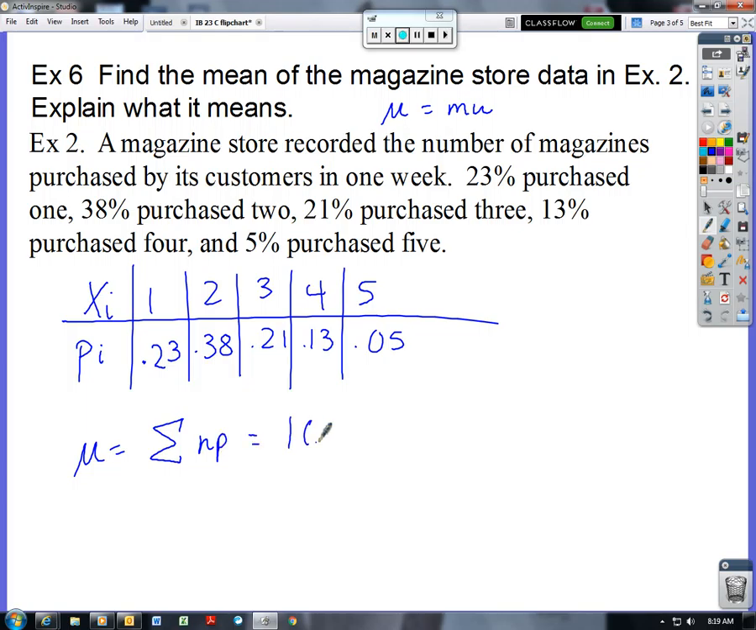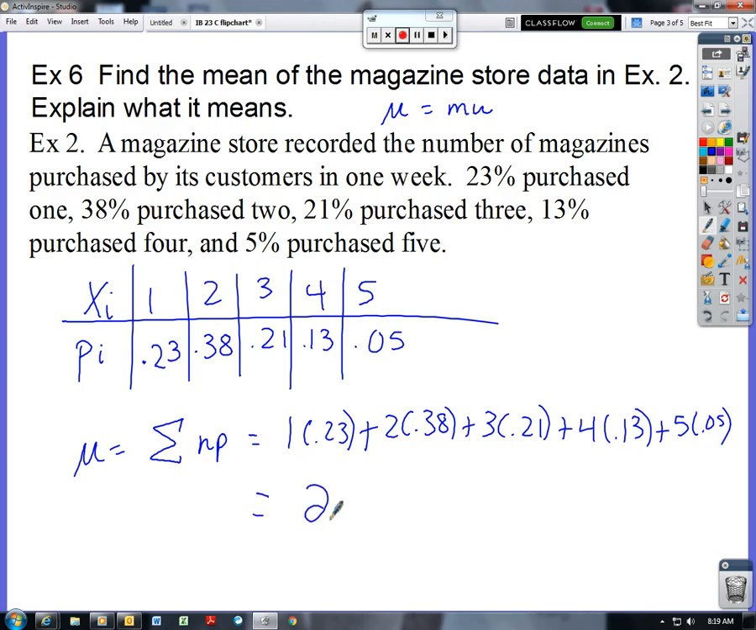So that's going to be 1 times 0.23 plus 2 times 0.38 plus 3 times 0.21 plus 4 times 0.13 plus 5 times 0.05. And if you do the math, I got 2.39. And then we should put units in there. That's the X value, this average X value. And the X values were the magazines purchased. So on average, they're purchasing 2.39 magazines per person on average.